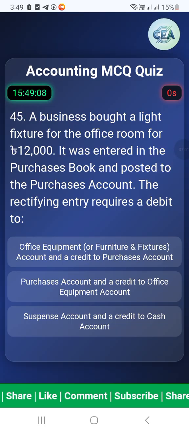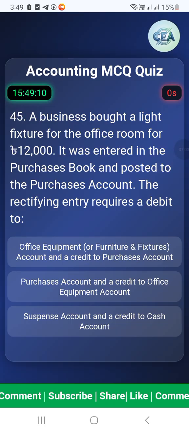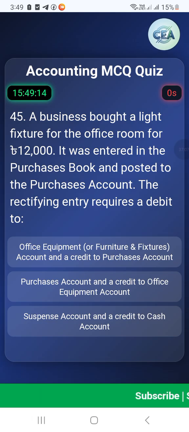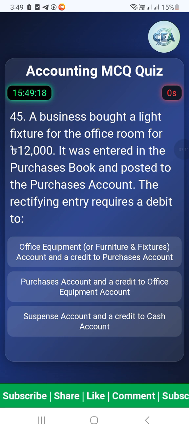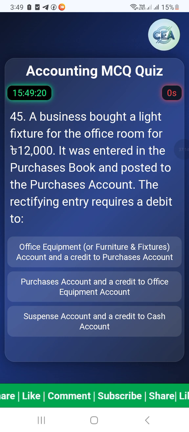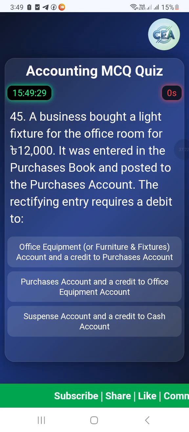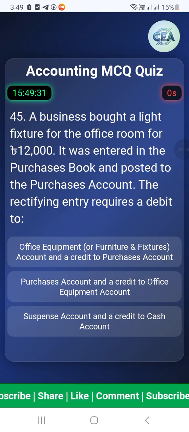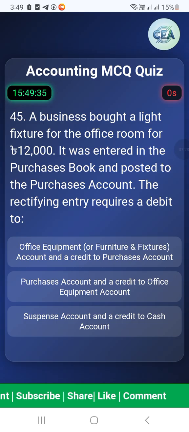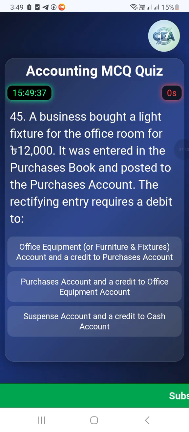45. A business bought a light fixture for the office room for 12,000 takas. It was entered in the purchases book and posted to the purchases account. The rectifying entry requires a debit to: Option 1. Office equipment or furniture and fixtures account and a credit to purchases account. Option 2. Purchases account and a credit to office equipment account. Option 3. Suspense account and a credit to cash account.